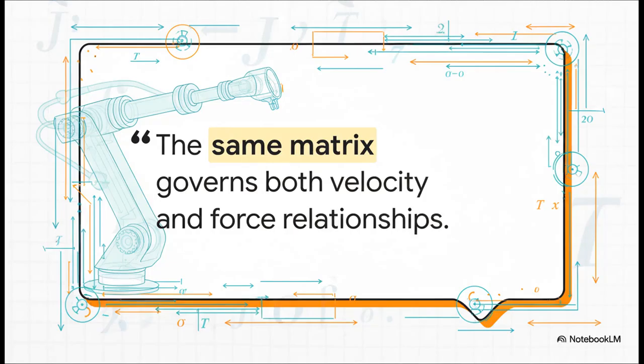The source material really puts it perfectly. The transpose of the geometric Jacobian directly maps end effector wrenches to the required joint torques. The same matrix covers both velocity and force relationships. I mean, it's hard to overstate just how powerful and elegant that connection really is.